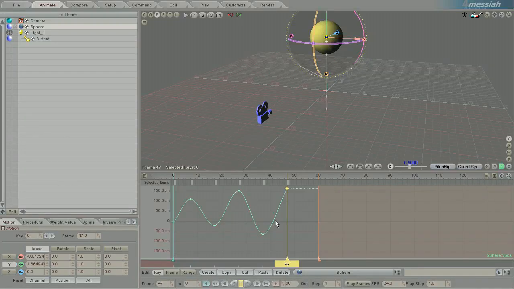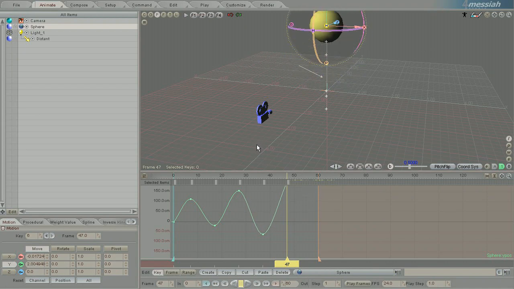The way motion curves are added in Messiah can sometimes be a little counterintuitive. So let me try and demystify it a little bit. What logically happens when you have a keyframe selected, the point on the curve will be highlighted yellow.